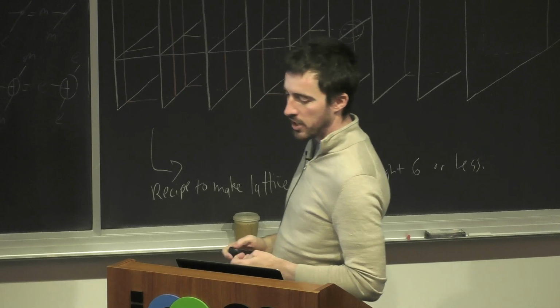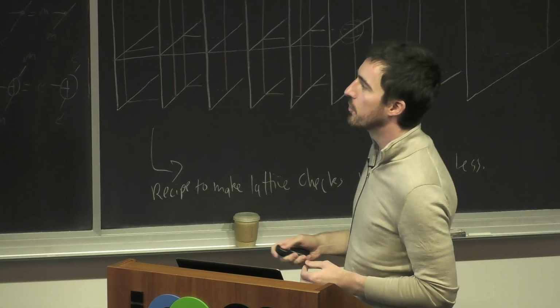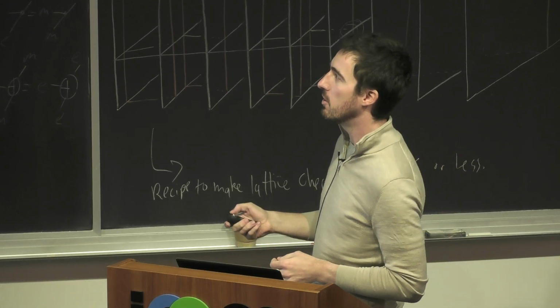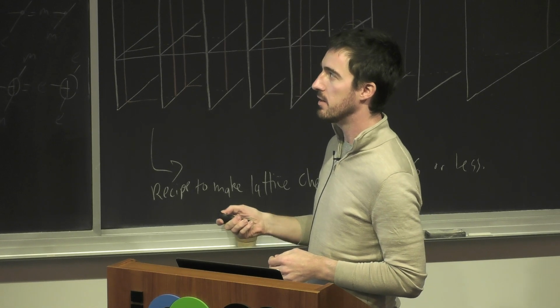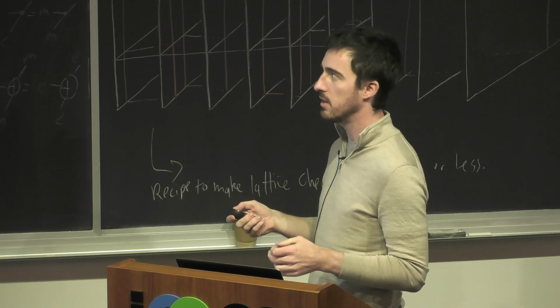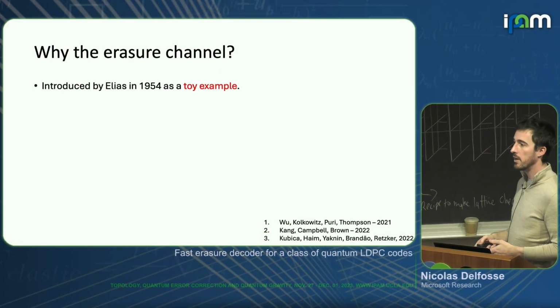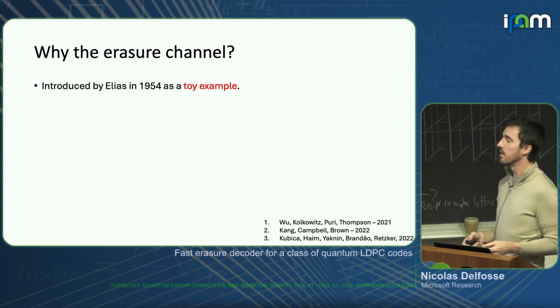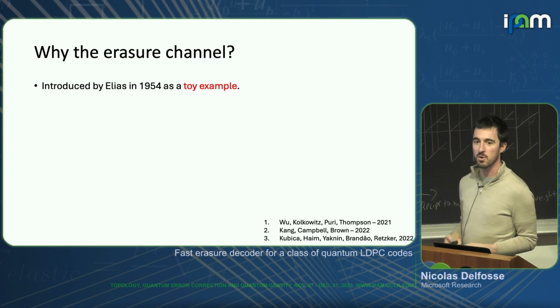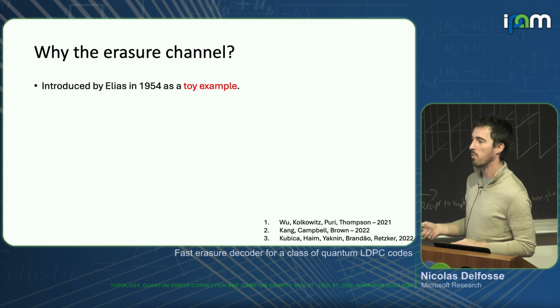And why the erasure channel? So first, the erasure channel is a very old noise model. In the classical setting, it was introduced by Elias in the 1950s, and it was introduced as a toy example. Why? Because it's simpler than the bit flip channel, the binary symmetric channel, and it's always easier to start with a simpler problem.